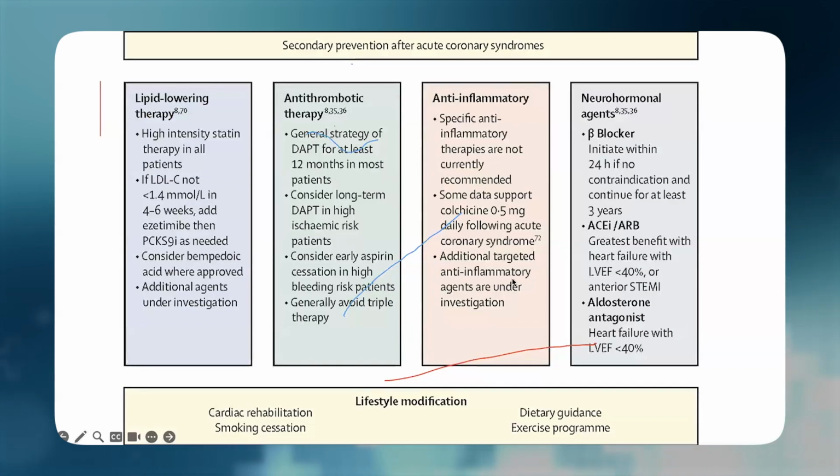This is a summary of lipid lowering therapy, anti-thrombotic therapy, anti-inflammatory. Till now, in guidelines, no anti-inflammatory therapy is advised. Some studies suggest colchicine can be beneficial, but it is not there in the guidelines. Lipid lowering therapy, one has to remember LDL cholesterol has to be less than 1.4 millimole per liter in 4 to 6 weeks. If it has not reached target, then ezetimibe needs to be added, or if even then the target is not reached, then PCSK9 inhibitors have to be added.